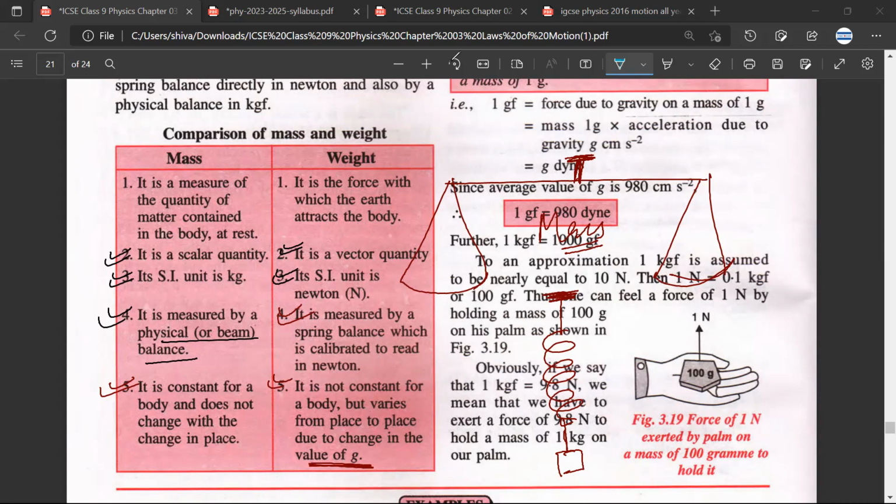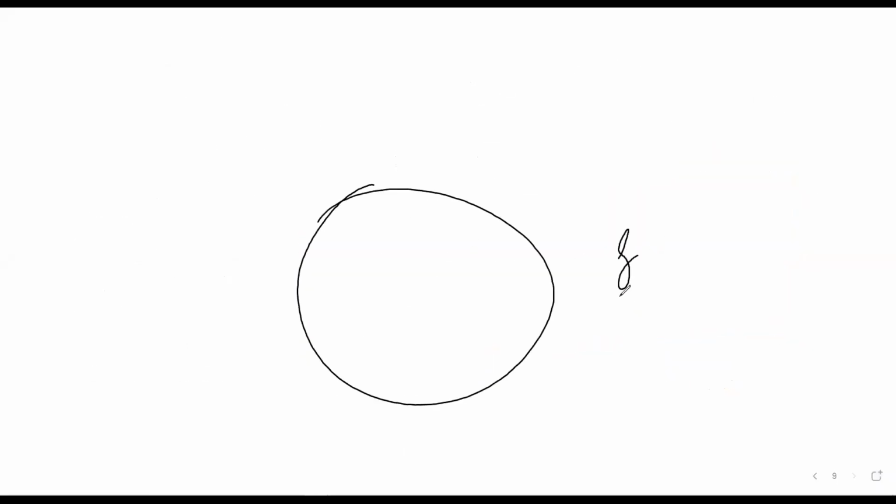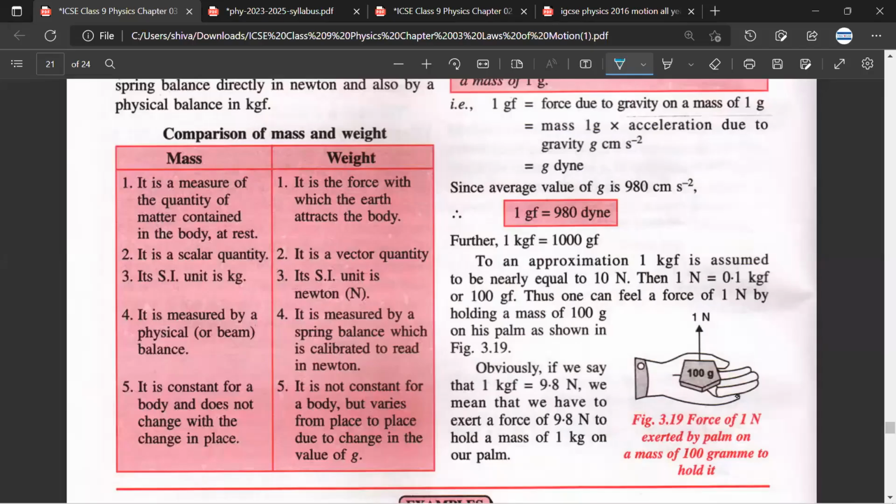And on Earth also, what you need to remember is that at various points, the g differs. Have you understood what I said? Yes, sir. So your weight on Earth will also differ. Your weight will differ from equator to pole. It will differ on the top of a mountain also. So it depends upon the value of g. Are we clear till here?